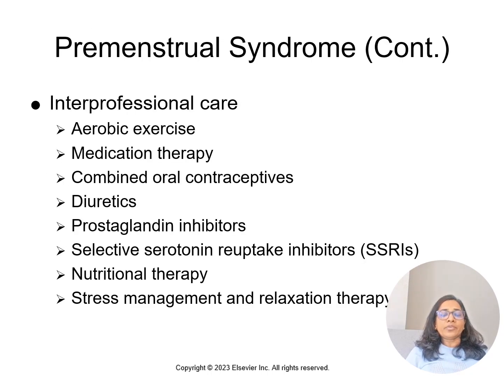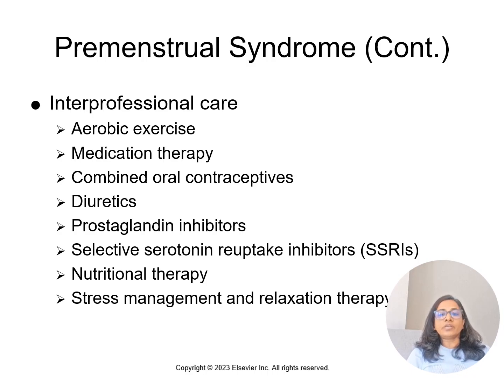So how do we care for these people? We can take care of ourselves. This could be applicable not just for your patients, but also for yourself or your loved ones. Doing aerobic exercises can increase the good endorphins in the body. Sometimes medication therapy like prostaglandin inhibitors, like Advil, the common drug, which is a prostaglandin inhibitor, helps with the symptoms. Oral contraceptives in combination can help with the symptoms, and diuretics because of weight gain or fluid retention.